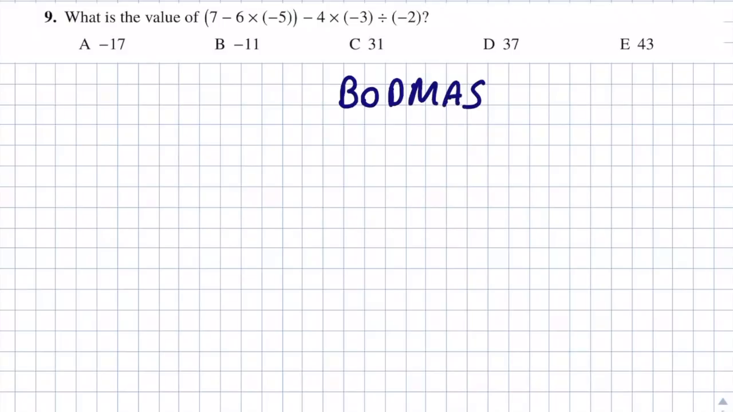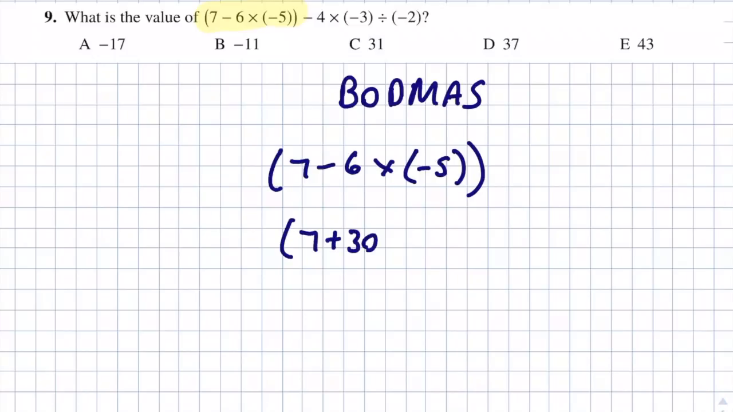So the first thing to think about is this bracket here. So 7 minus 6 multiplied by minus 5. Because we're dealing with this first bracket, we need to think what's the first operation within this bracket? Well, it's multiplication. So we're going to do the minus 6 times the minus 5 first, which is 30. So then we're going to be left with 7 plus 30, which is 37.